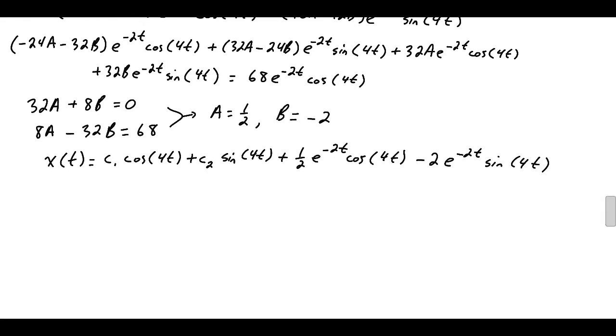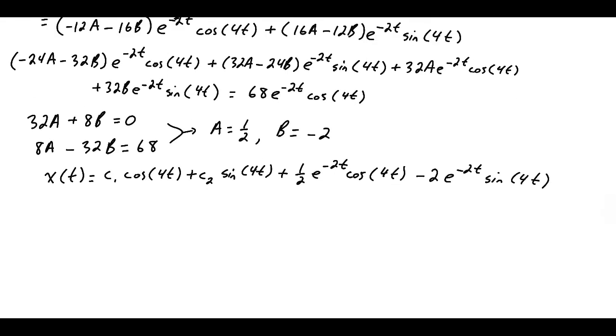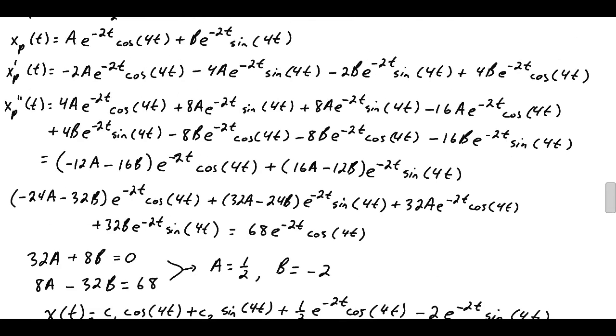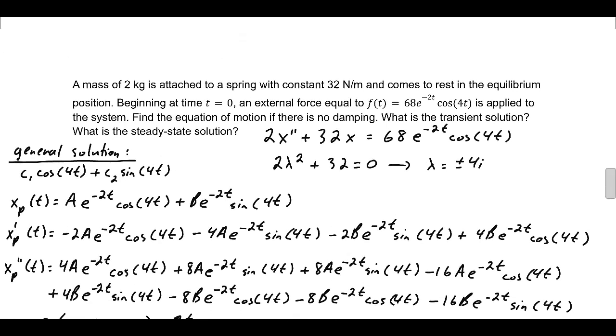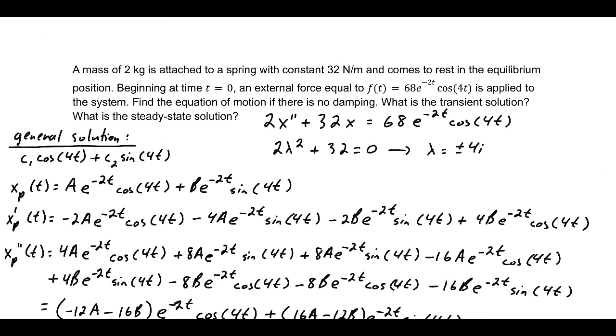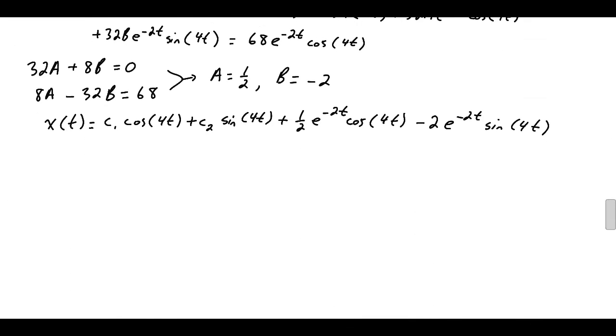Now what we need to do is take our two known values. That is, that x of 0 equals 0. Going back to this, it comes to rest in equilibrium position. So at time 0, the position is at 0 in relation to equilibrium. And also, let's see, it comes to rest there. So that also means x prime of 0 equals 0. So let's go about finding what c1 and c2 are.